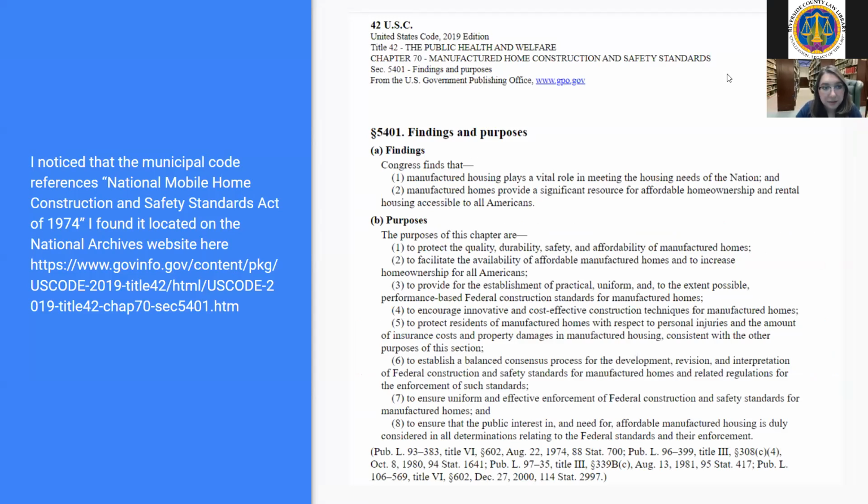So again, I noticed that it mentions this act, and I found it on the National Archives website. As you can see, it's longer than this. I just did a screenshot of the initial findings and purposes. But essentially it has the same requirements, though it would require maybe printing out both and just seeing where they overlap.